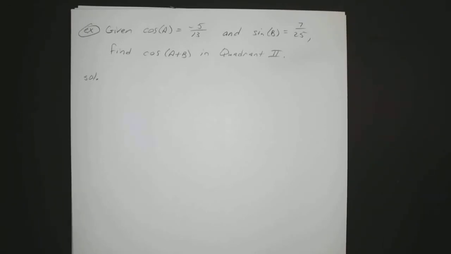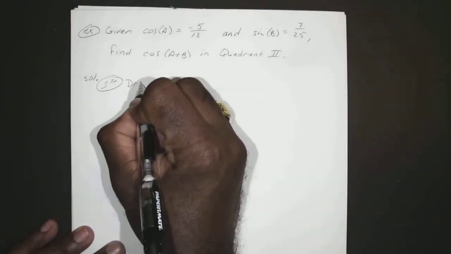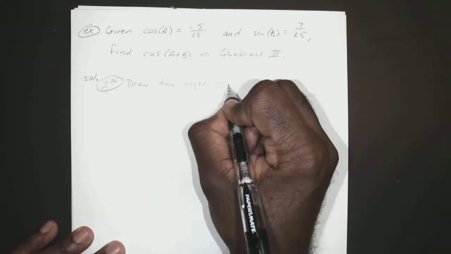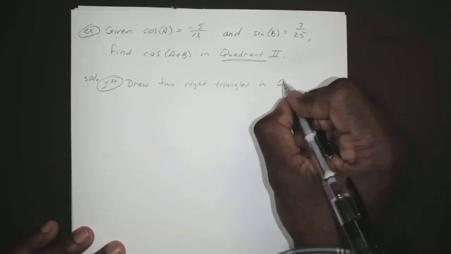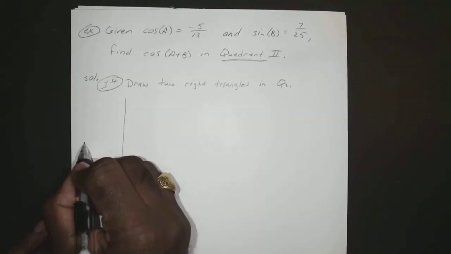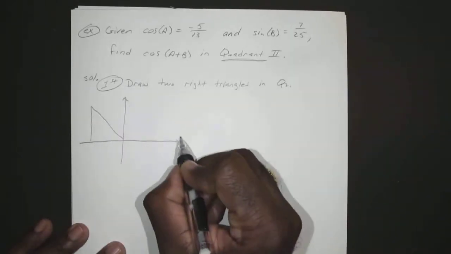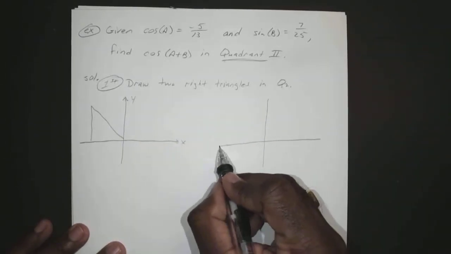Okay. Now when you have a problem like this where you have a cosine of A, sine of B, or sine of A, cosine of B, your first step is to draw your two right triangles. And, well, in this case, quadrant 2. Okay, so we have our triangle here in quadrant 2. You have your X, you have your Y. Your triangle here, do the same thing in quadrant 2.